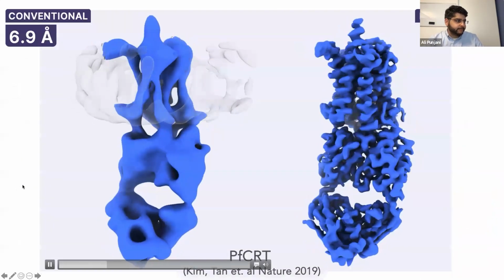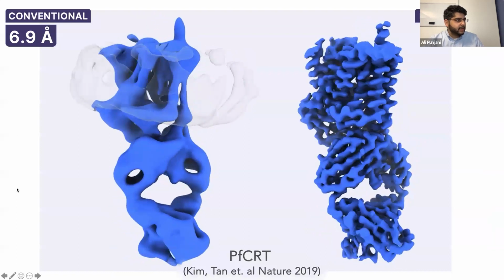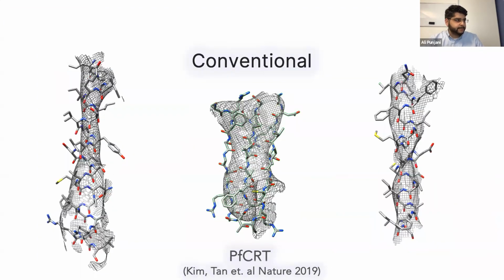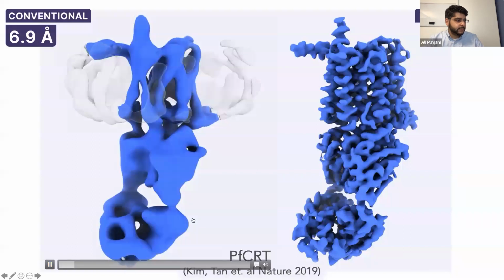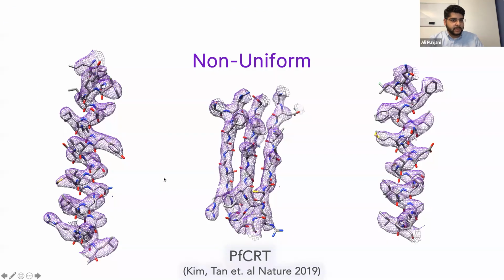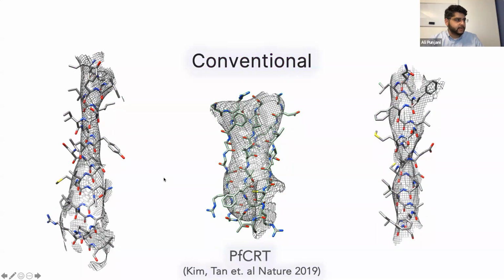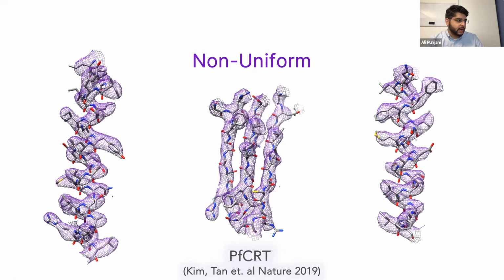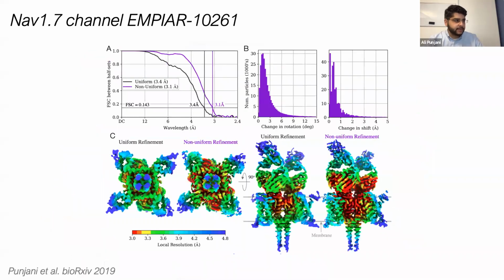So I'll just show some videos for fun of the difference before and after. That's before, and that was after. And these are also the same. Sorry, these shouldn't flip so fast. Before and after electron density maps, meshes around alpha helices and beta sheets, where obviously in this case the difference is night and day.